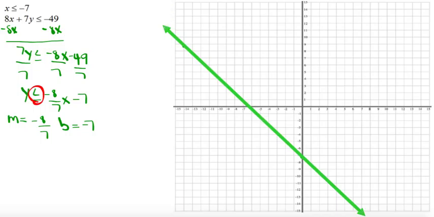Alright, I do the same thing with the other equation. I have x is less than or equal to negative 7. We know that this is a vertical line at negative 7. Alright, and then looking at the inequality symbol, it's less than or equal to. So my line here will also be solid.